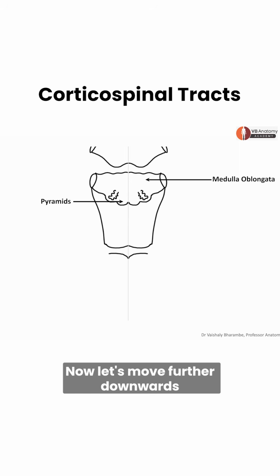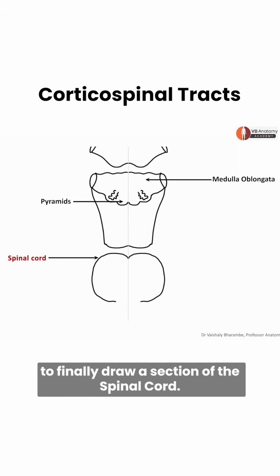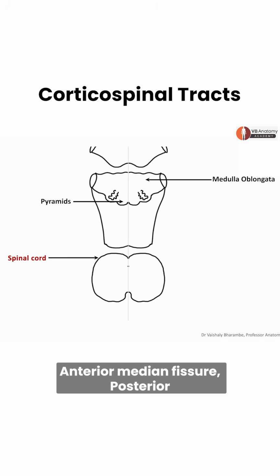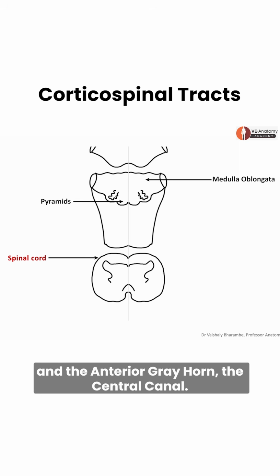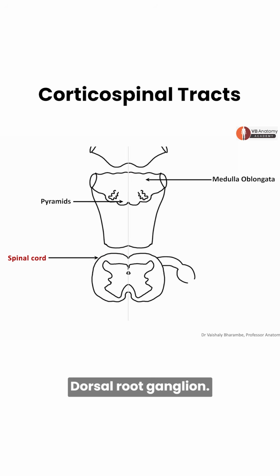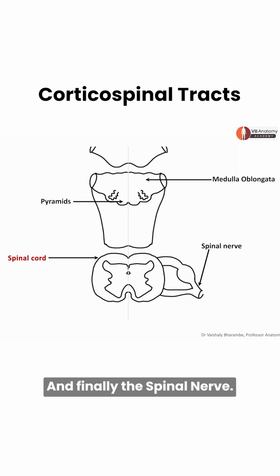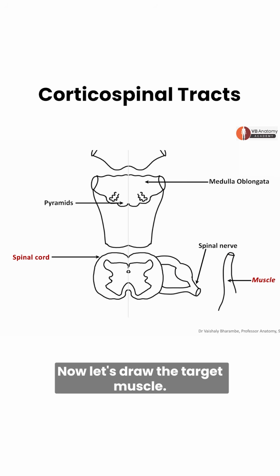Now let's move further downwards to finally draw a section of the spinal cord: the anterior median fissure, posterior grey horn, lateral grey horn and the anterior grey horn, the central canal. Now let's attach the nerve to it: the dorsal root ganglion, ventral root and finally the spinal nerve. Now let's draw the target muscle.